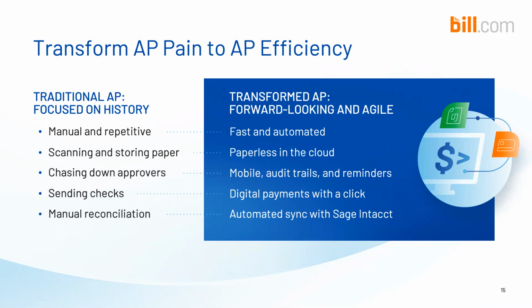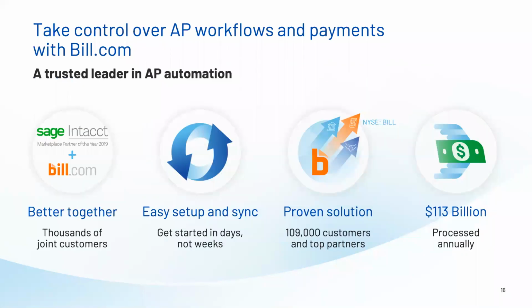And Bill.com is a leader in the market. We are a trusted leader in AP automation. We have thousands of customers using Bill.com with Sage Intacct, creating a better together solution. We have over 109,000 customers today using Bill.com. And we are moving more than $133 billion annually through Bill.com. This is something that is not a small feat. It's not something you just do overnight.